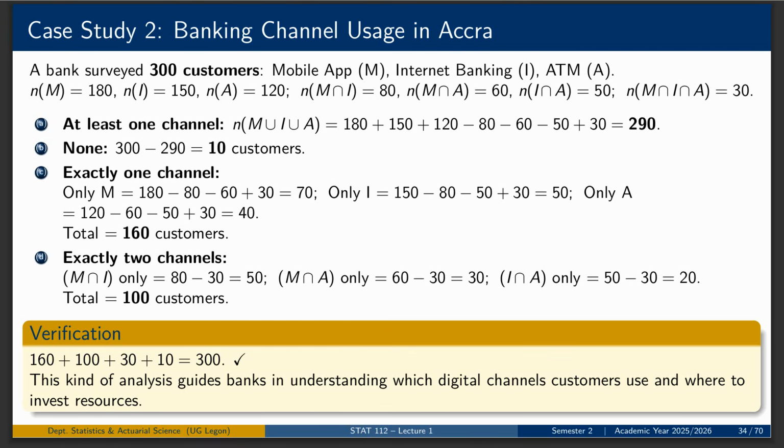So a bank surveyed 300 customers, those using mobile app, internet banking, ATM, 3 of them, right? So you get the number that are using mobile, the number that are using internet banking, and then ATM. Okay, we can get the intersections, those that use both, all of them, or none. Okay, maybe some of them use checks and other stuff. Okay, so you can get all of this and be able to verify this. So this analysis guides banks in understanding which digital channels customers use and where to invest resources.